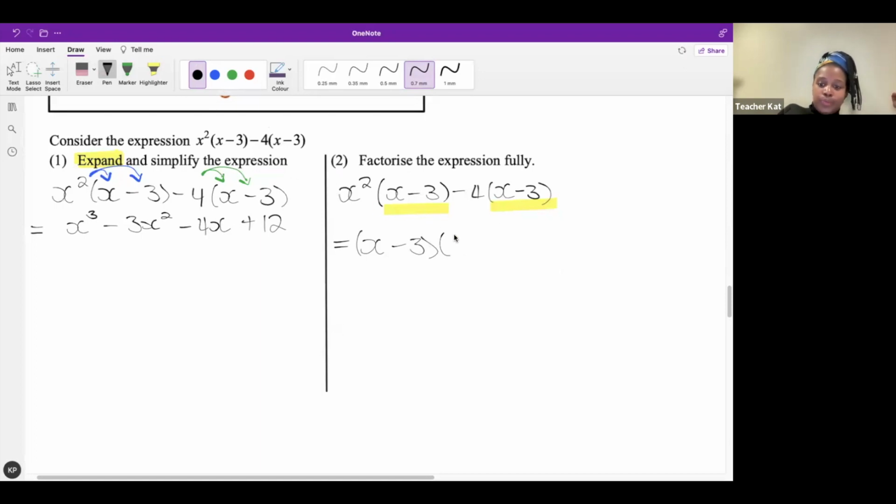First term, x squared. And my second one, it's a minus 4. Are we done factorizing here? No, yes. Those who are saying no, what else can we do here?